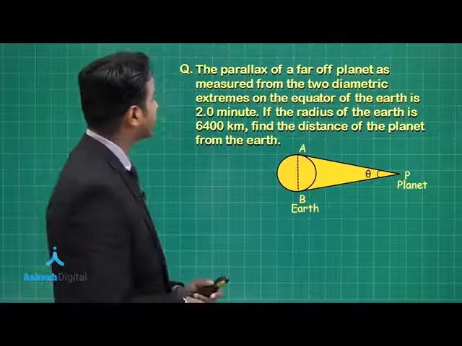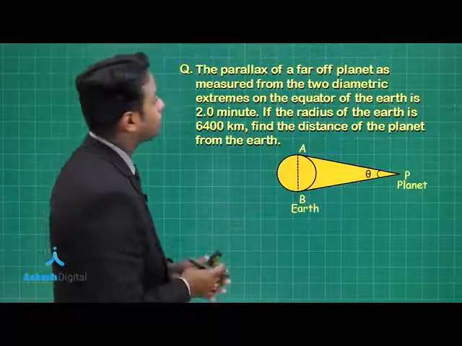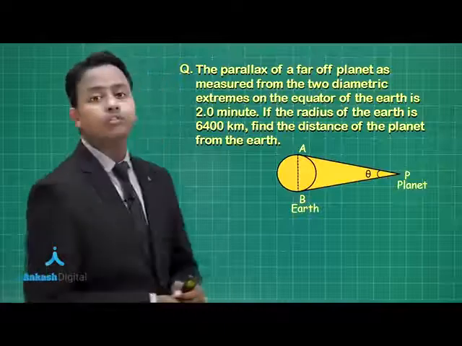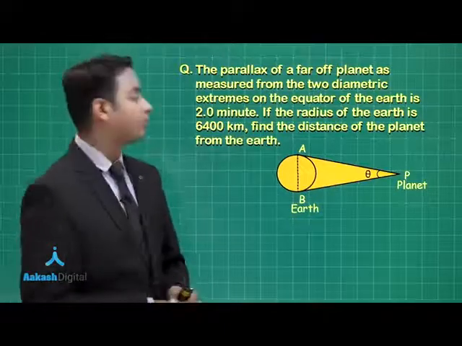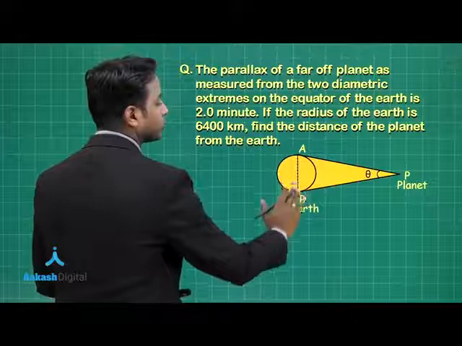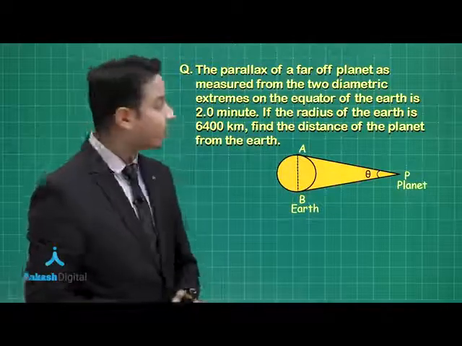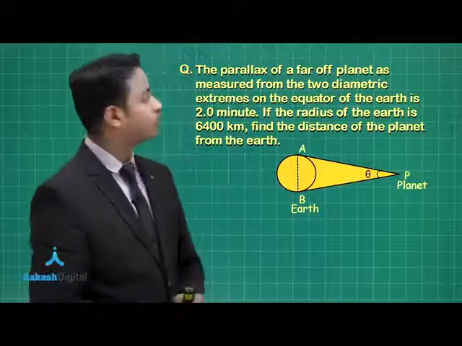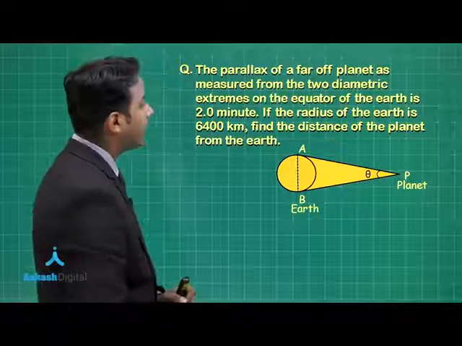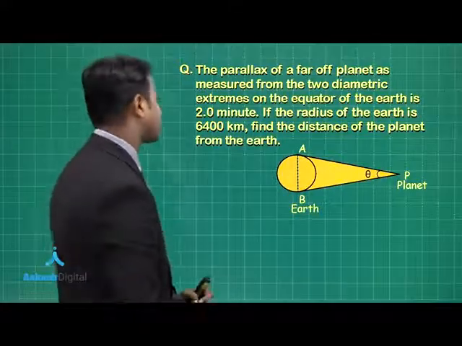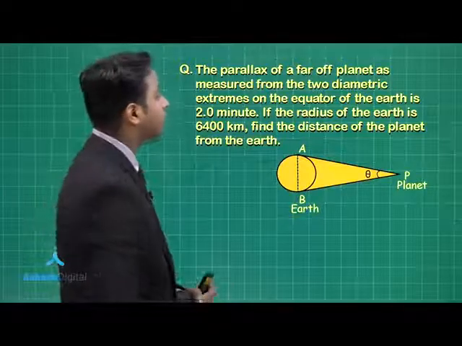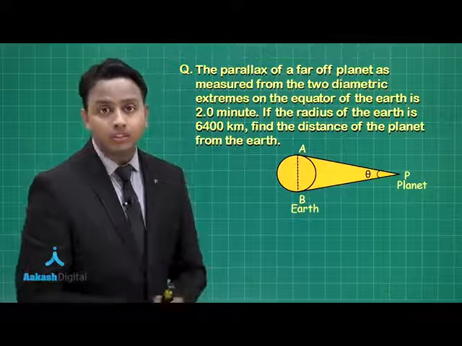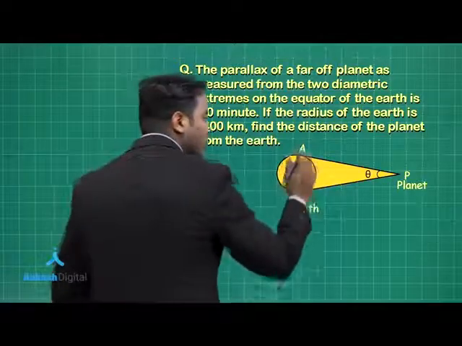Now the question reads: the parallax of a far off planet as measured from the two diametric extremes of the equator of the Earth. Now we have set up the laboratories on the two opposite positions of the diameter of the Earth. So that the parallax angle of the center of the planet comes out to be theta, which is given as 2 minutes. If the radius of the Earth is 6400 kilometer, find the distance of the planet from the Earth. Now there's a slight twist in the question. Only the radius is given to you.